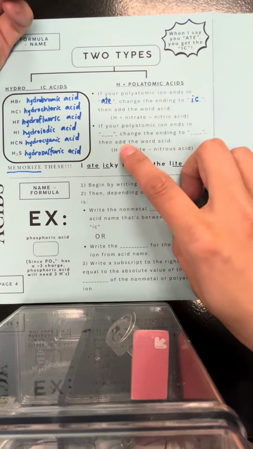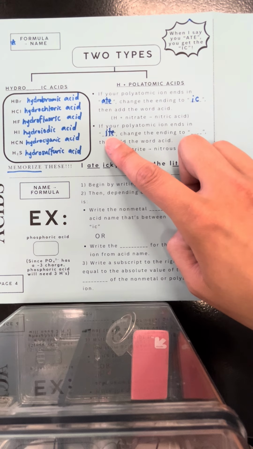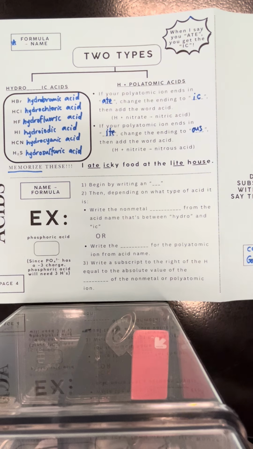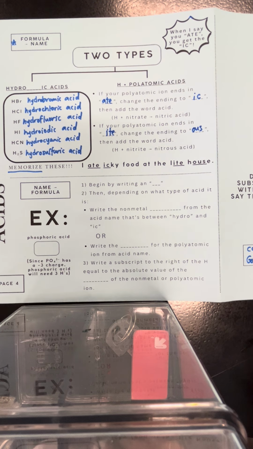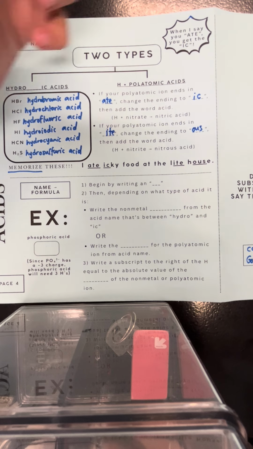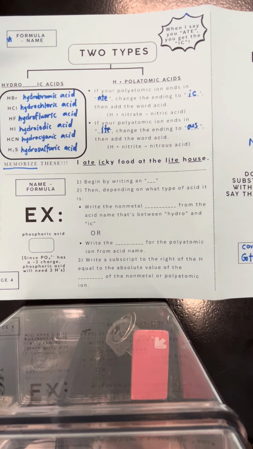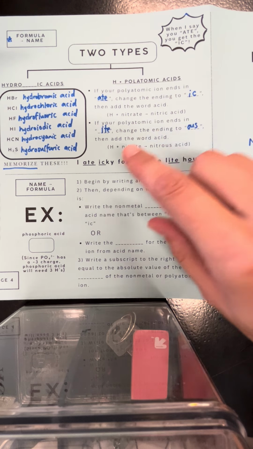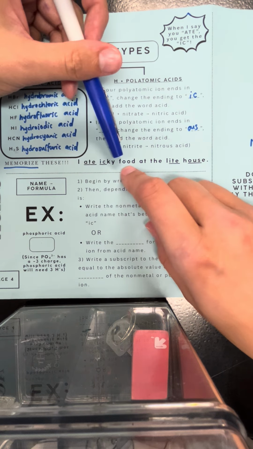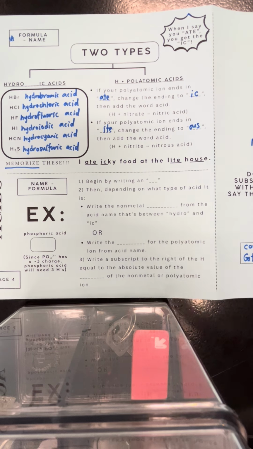Now, what if you have something like nitrite? If your polyatomic ion ends in ite, you're going to change that ending to ous. I think one of my classes once said, hey, that's ite with ous or something like that to help them remember it. So right here it would be H plus nitrite, which would end up being called nitrous acid. Here is something that one of my old colleagues would tell his students: I ate icky food at the lighthouse. So ate, ic; ite, ous.